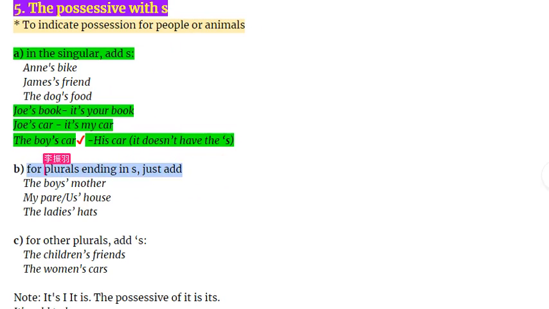Let's add plural. It means to say more than two. Singular means to say only one. I told you that last time, right? So for plurals ending in S, just add this one, just add an apostrophe.